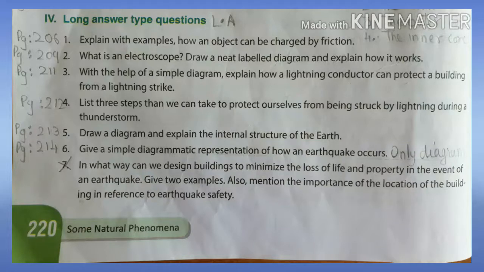So on page number 206, see the topic charging of objects. In that, see charging by friction. But in the first line you have to write, an electrically neutral object can be charged by friction. The first is charging by friction. This whole paragraph you have to write, up till it acquires a negative charge, and you have to draw the diagram. So long answer 1, page number 206, charging by friction.